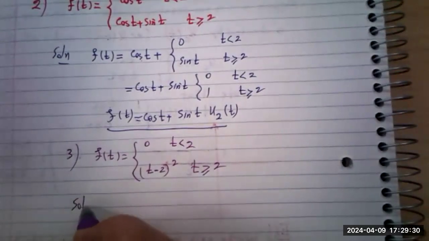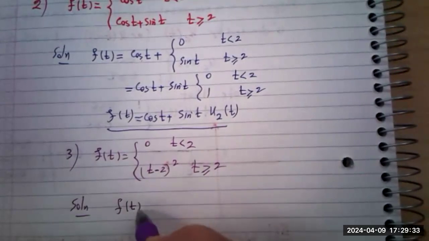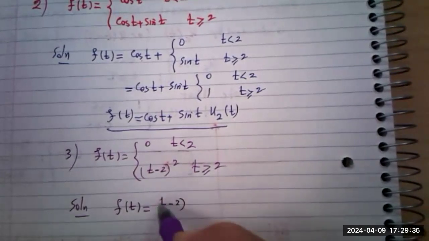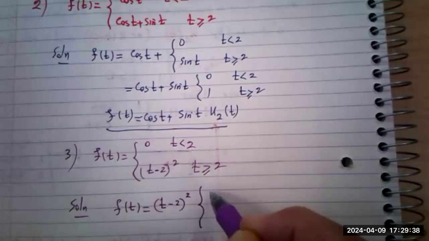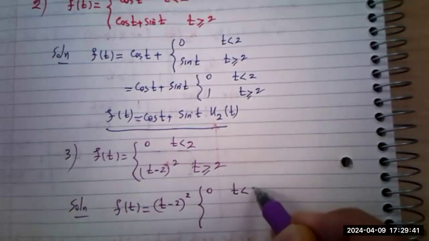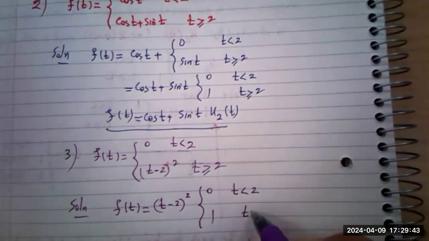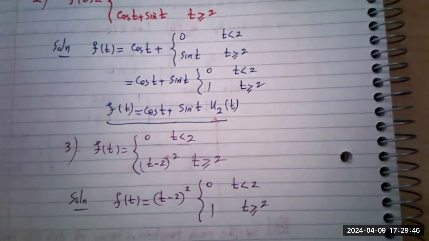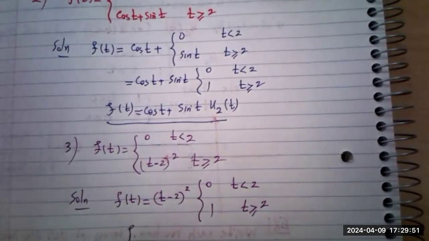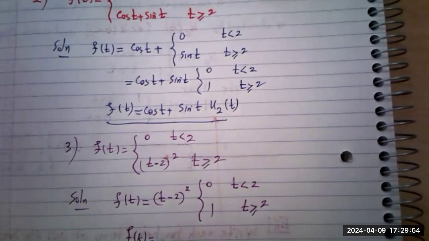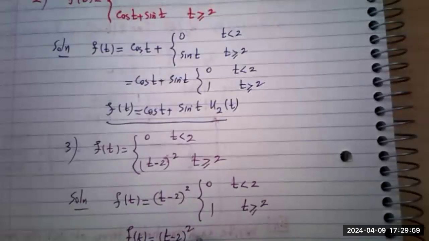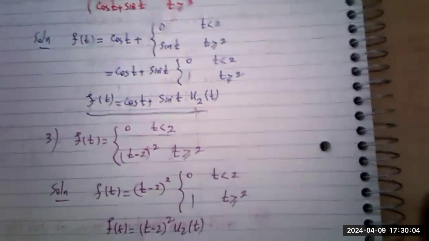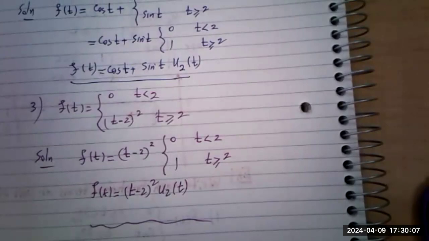Okay, solution. You write it down as f of t equal to, you pull out the t minus 2 squared as a factor, so that would be 0 for t less than 2, and this would be 1 for t greater than or equal to 2. When you multiply the top with 0, the bottom one is as you want. So f of t is simply t minus 2 squared times u2t. This is how we are going to have various combinations of this type of function.